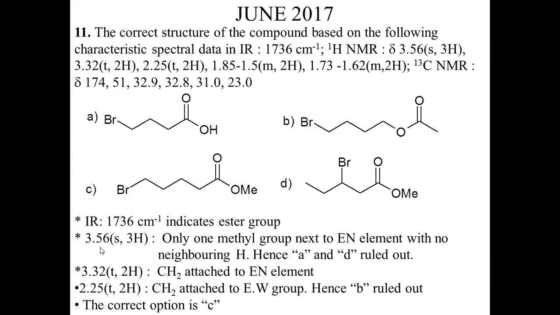Now here you have 3.56, which is a singlet and accounts for 3 hydrogens. So it has to be a methyl group attached to an electronegative element with no neighboring hydrogens. Here you don't have a methyl group. Here you have a methyl group.